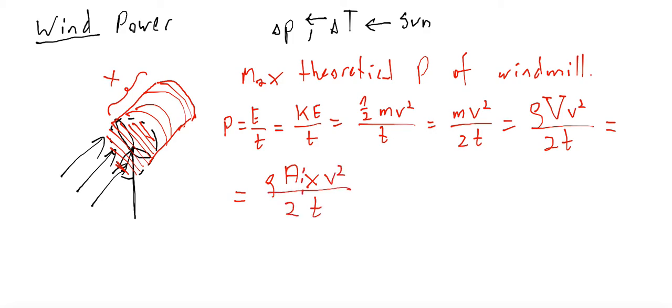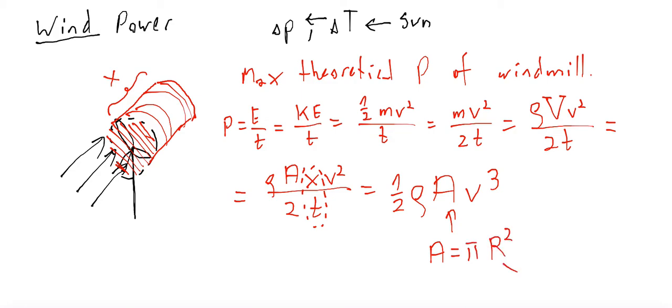What is distance over time? It's of course speed. So finally, maximum theoretical power can be written as half of density of air times area covered by the blades times speed of the wind to the power of 3, where area covered by the blades can be written as pi r squared, where r is radius of the blades.